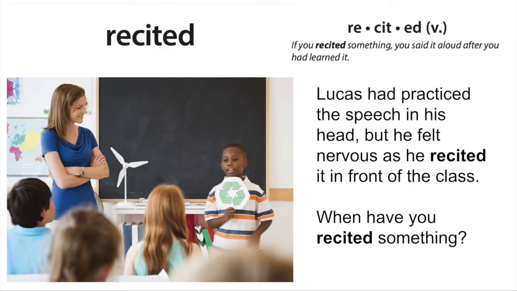The next word I want to talk to you about is recited. Recited is a verb. It's an action word. If it happens right now, you would say recite or reciting if you're doing it right this minute. But in the past, it would be recited. If you recited something, that means you said it aloud after you had learned it. Maybe you memorized something and then said it out loud in front of your family. You would be reciting it.